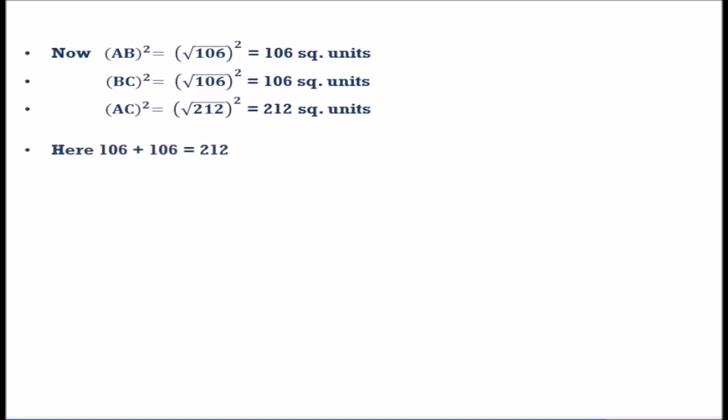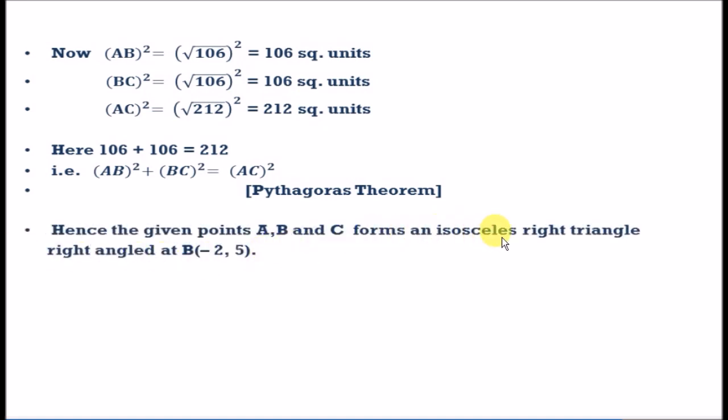Now here, 106 plus 106 will give us 212. That is, AB square plus BC square is equal to AC square. Now, AC is the longest side, so it's the hypotenuse. Opposite to AC definitely will be B, so it is right angled at B. We have found that as well, although that was not asked in the question. So we can conclude, hence the given points A, B and C form an isosceles right triangle.